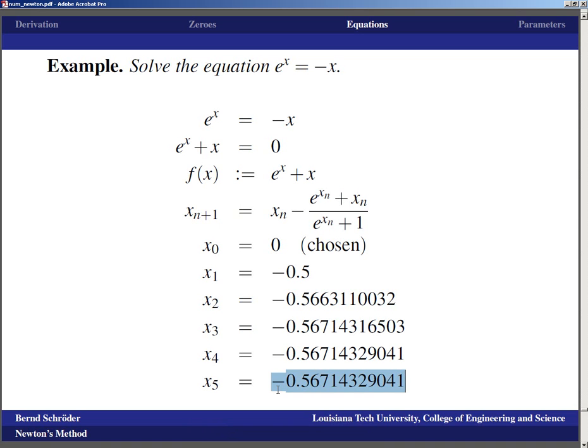Now technically you still want to take this number, plug it into f to verify that this is really close to 0. It'll probably give you something like 10 to the negative 13 or so as an answer because of rounding errors and the like. And so that would then verify that that really is a 0 of that function.